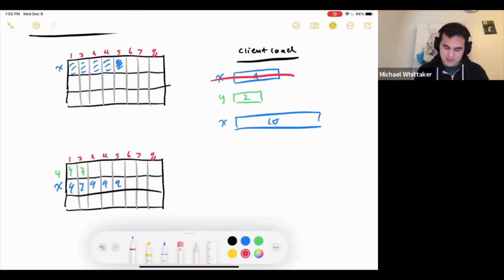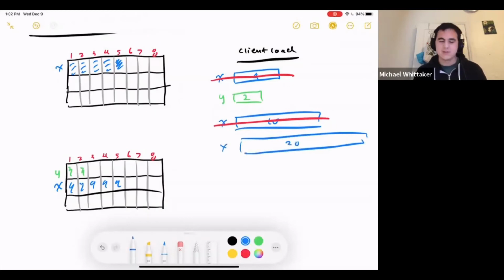You can imagine that the key might get even hotter. Maybe I go X to 20. And in this situation, now I would have to get another machine. This is situation 2 above.